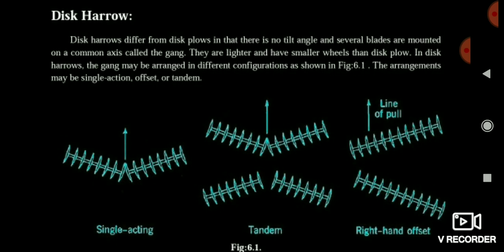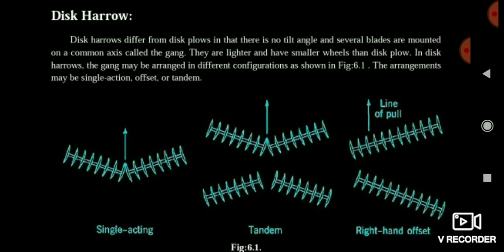So I will suggest you all to clearly understand what the gangs are. And friends, you can see that in tandem disc harrow there are 4 gangs present. Means 4 axes are present. And in case of right hand offset disc harrow, there are 2 gangs present. Means 2 axes are present. So friends, आपको ये तीनों चीजें याद रखनी है, तीनों टाइप के disc harrow. Because anytime they can frame a question upon any disc harrow.